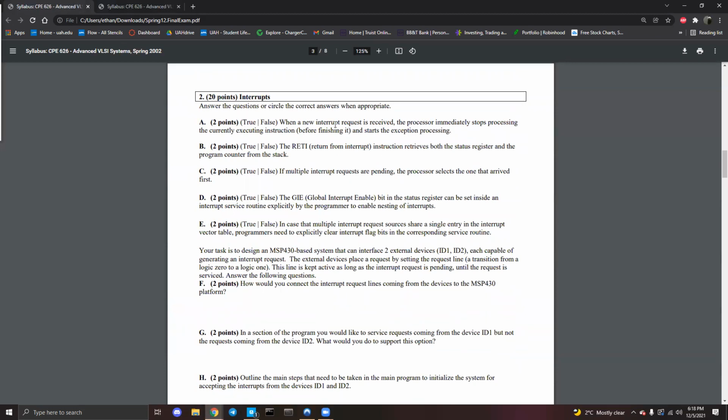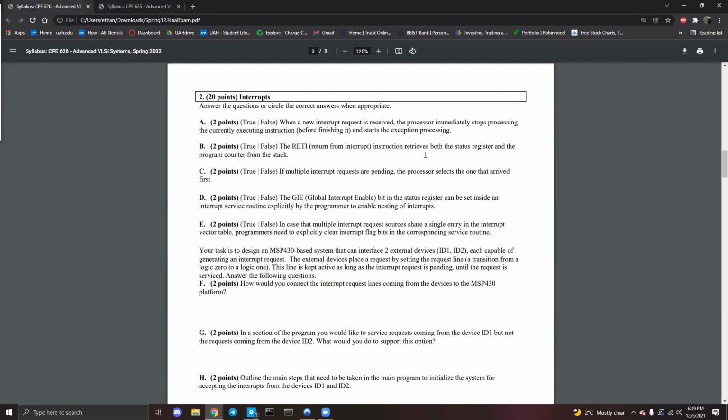But then this one, when a new interrupt request is received, the processor immediately stops processing the current executing instruction before finishing it and starts the exception processing. No, that's stupid. We don't do that. Our hardware does not do that. It does exist in the world. Oh, I see what it's asking now. But we do not do that. So if you get an interrupt in the middle of your addition of two numbers, it will not pause and go handle the interrupt. It waits. In fact, after every single instruction in your code is executed, it checks if there's an interrupt pending. Well, it would corrupt the code so process.